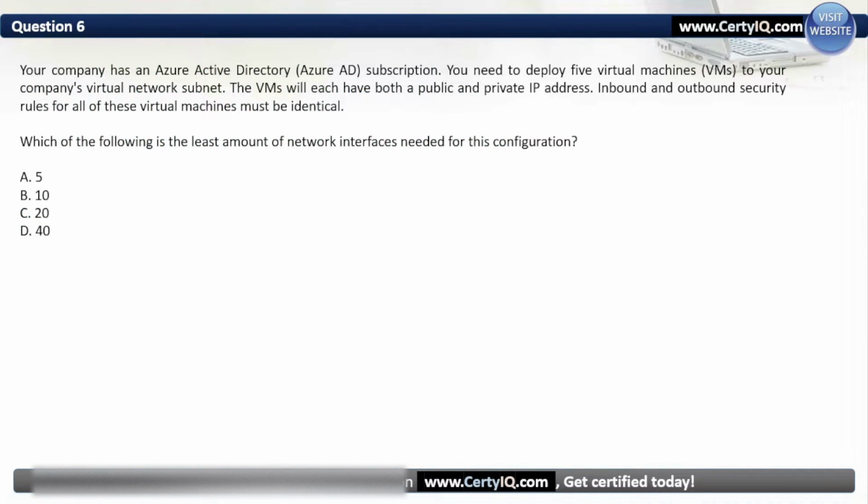Question 6. Your company has an Azure Active Directory subscription. You need to deploy 5 virtual machines to your company's virtual network subnet. The virtual machines will each have both a public and private IP address. Inbound and outbound security rules for all of these VMs must be identical. Which of the following is the least amount of network interfaces needed for this configuration?